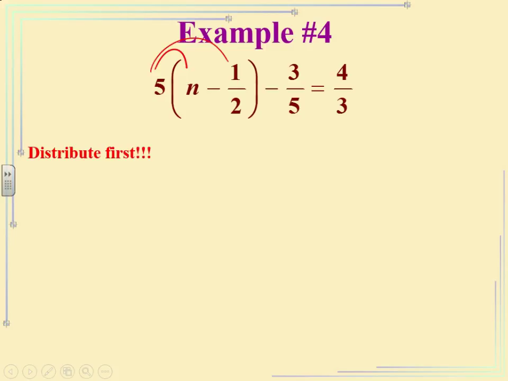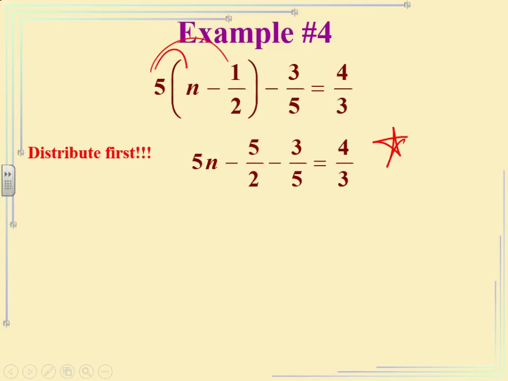And this is the only time where you're going to have to deal with actually multiplying a fraction by something. This one's not too bad. 5 times n is 5n. 5 times 1/2 is 5/2. So you have to distribute. Now that we've distributed, you carry on as we've done all the other problems. So multiply through by your common denominator and solve for n.